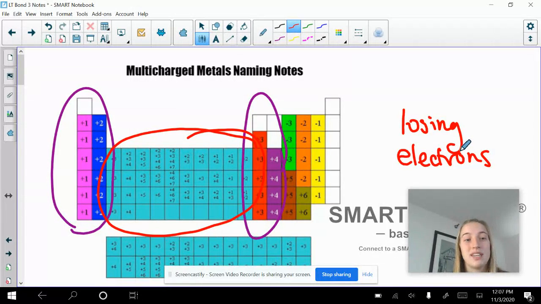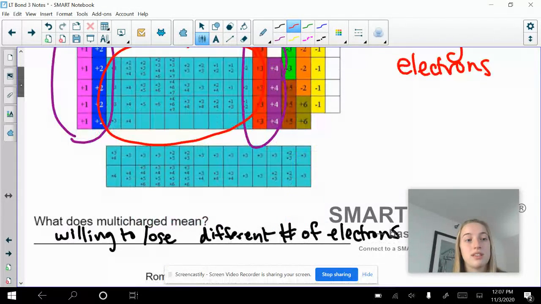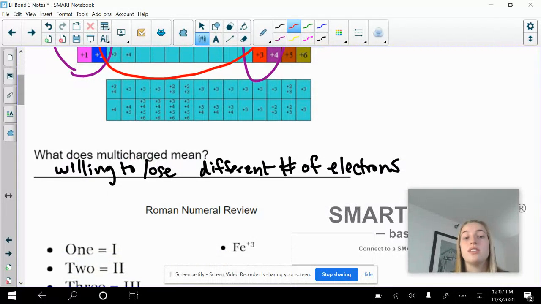So what does it mean when these elements are multi-charged? Well, this means that they're willing to lose different numbers of electrons. Our single-charged elements are only willing to lose either 1 or 2 or 3 or 4, but they're not willing to lose any other number. Our multi-charged metals could lose 2 or 3 depending on what they're bonding with and what elements that we find.